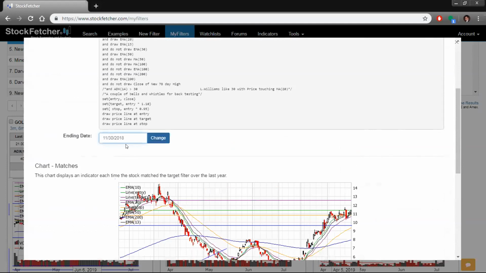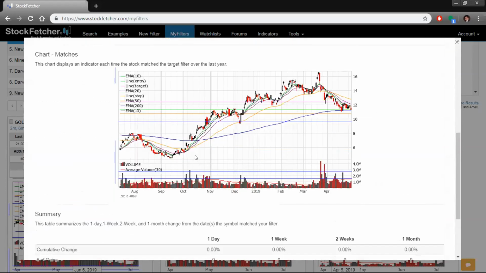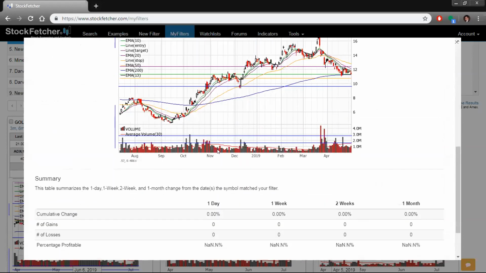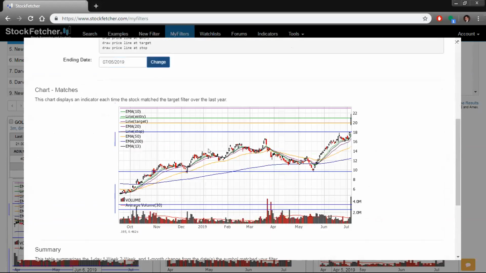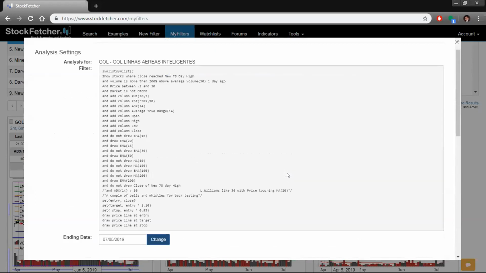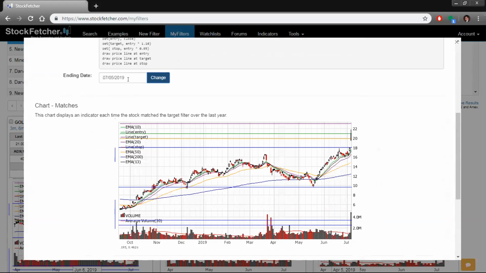So let's do, 19, say 04, 30. No triangles. No more triangle. So 4. 11. Oh no, July 1. And look what happened. What day? July 5, 2019. A gap up and a strong volume, breaking all the previous high.